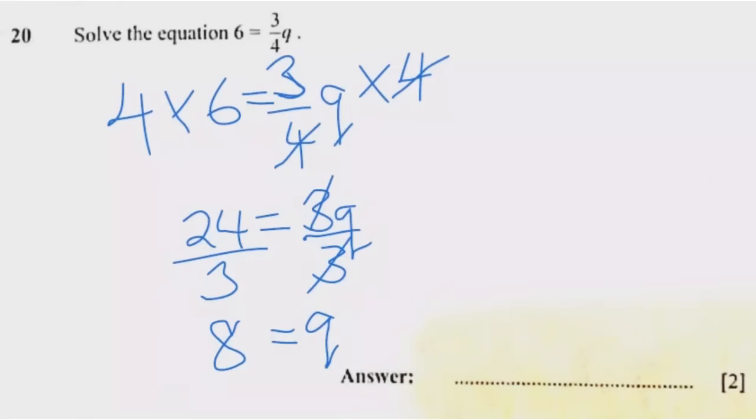Now that is the answer. What we need to do is make sure that we record our answer properly. We say q is equal to 8, like that. It doesn't matter whether the letter q is on the left side or right side, as long as we say q is equal to 8 or 8 is equal to q, the answer is correct.